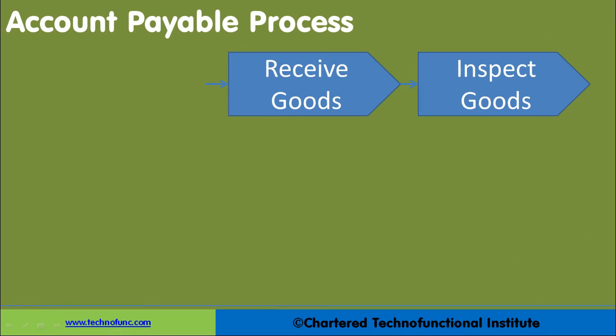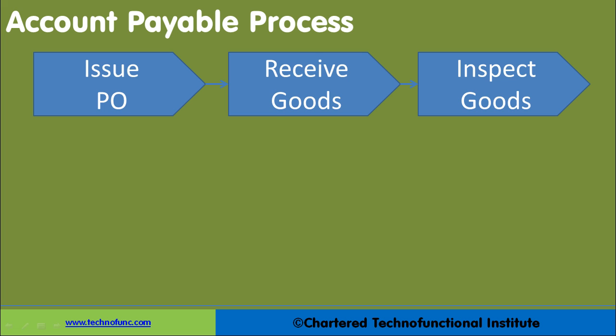Accounts payable process. 1. Issue purchase order. The AP process starts with the issue of a purchase order to the supplier. The purchase order specifies what you intend to buy, the make and the quality of the goods. In some cases it also specifies the agreed quantity and the price.